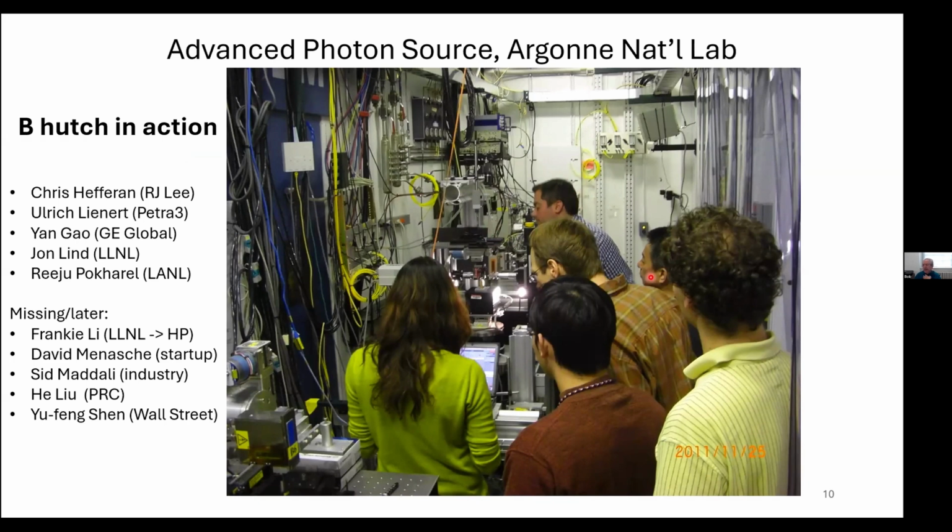Yan Gao from GE Global Research is sort of looking over the shoulder, seeing what's going on. Ulrich Leonard is the staff scientist who basically put together the hardware for doing all these measurements. His contributions are huge. He's now at Petra 3 in Germany. John Lind is now at Livermore Lab. And Riju Pokharel is our, sorry, I'm looking at the back of everyone's head here, but I just wanted to show you the collection of folks who are at a typical data collection run.